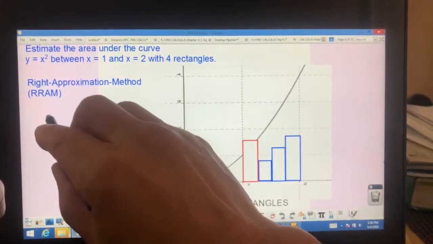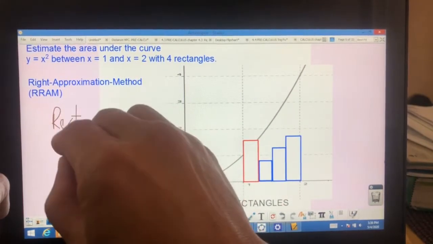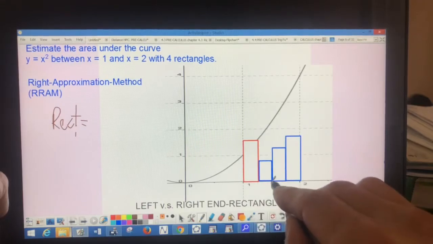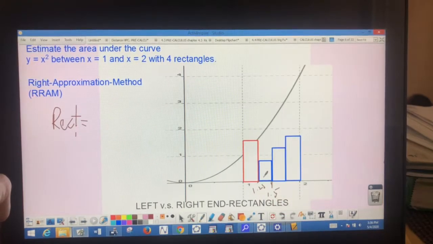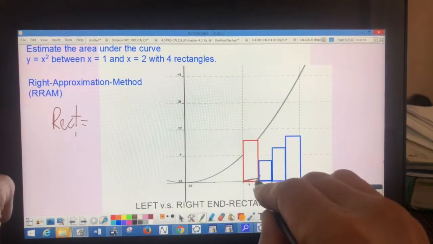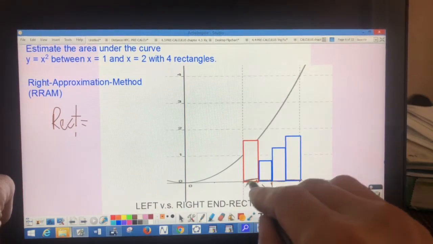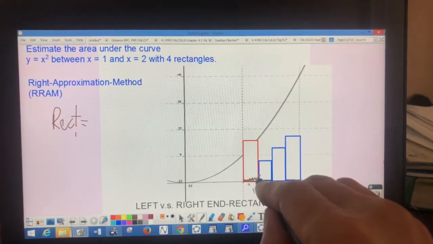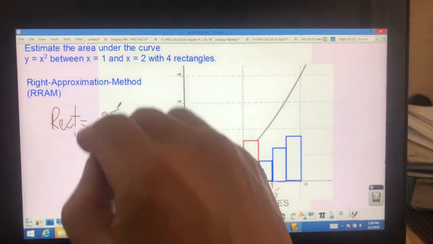Okay, so now to find the first rectangle, I'm going to call it R1, or rect number 1. That should be the base, which is, now if this is 1 to 2, here's your 1.5. So right here should be 1.25, okay? So now, the base here would be 1.25, 1.5, 1.75, and 2. Those are the x's, but the width is 0.5 each. So make sure you understand that part.